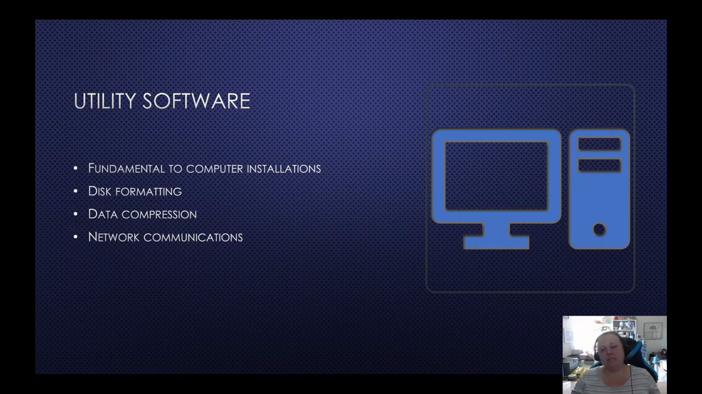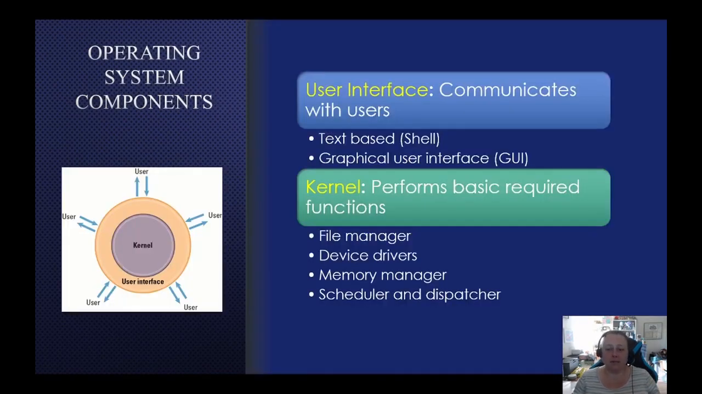But what's really interesting is the operating system components. So these components can be broken down into two different categories. Once again, we've got the user interface and the kernel. So the user interface is the portion of the operating system that is going to handle any kind of communication between the user and the kernel. The early user interfaces were text-based, such as a DOS interface, and they were called shells. And more recent ones do use a graphical user interface or a GUI.